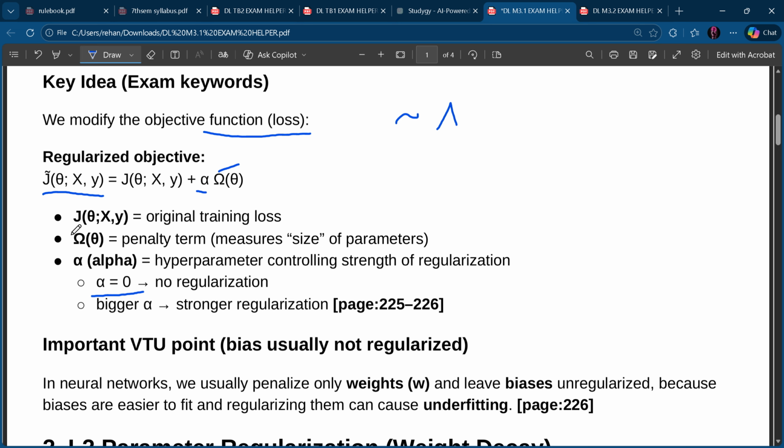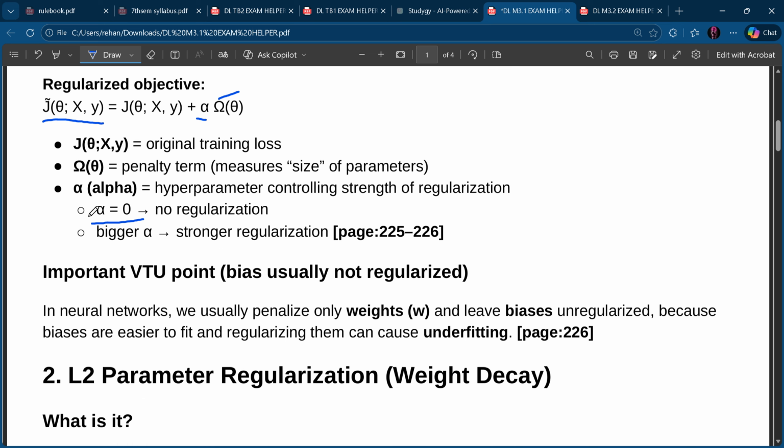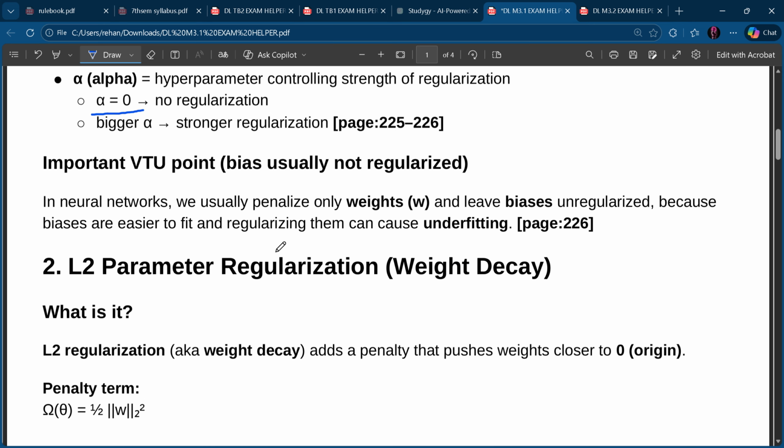So what is Ω(θ)? That is the penalty term. J(θ; X, y) is the original training loss, and this is the new training loss, just think like that. Important VTU point: bias is usually not regularized. In regularization, only the weights are penalized, and the biases are unregularized. We don't make any changes in biases, we only make changes in the weights, because biases are easy to fit and regularizing them can cause underfitting.